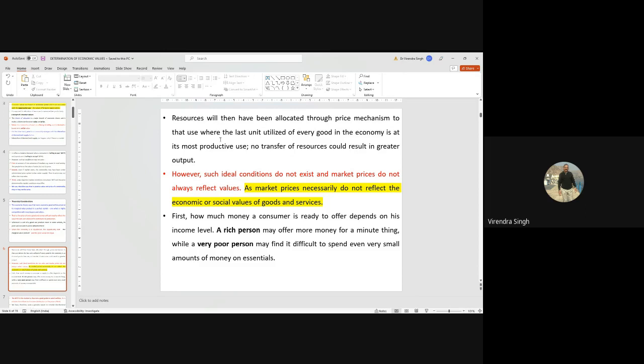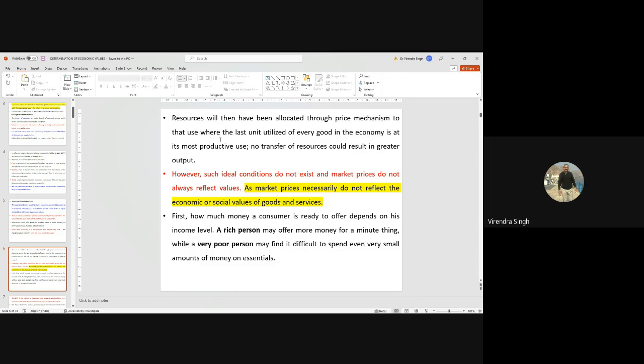However, such ideal conditions do not exist and market prices do not always reflect values, as market prices necessarily do not reflect the economic or social values of goods and services. Market prices reflect the value only when the economy is in equilibrium. This is not possible when the market is imperfect. It is not possible that the price may reflect the true value of the good or service.